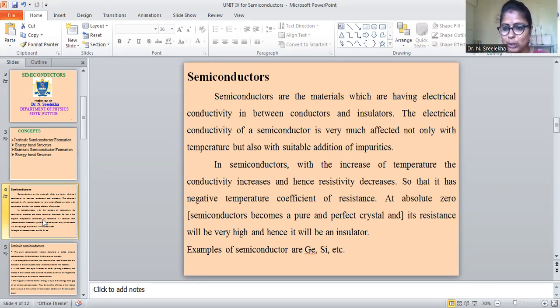At absolute zero temperature, semiconductors act like insulators. The best examples of semiconductors are germanium and silicon. These are very abundant in nature.